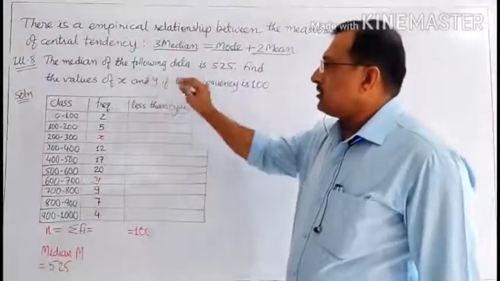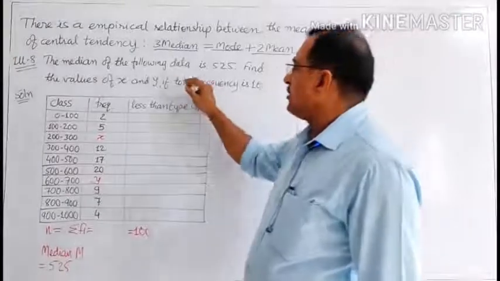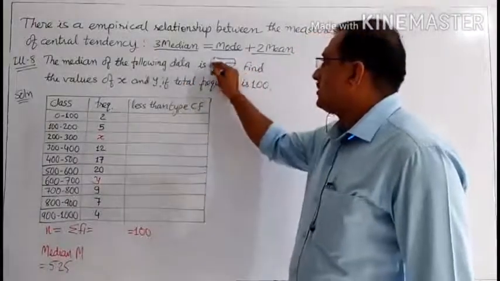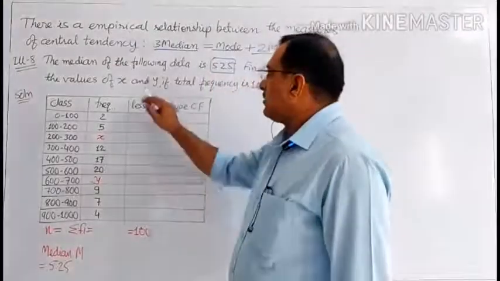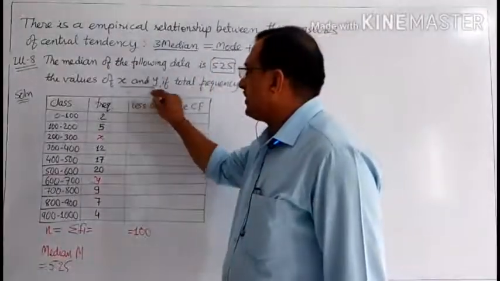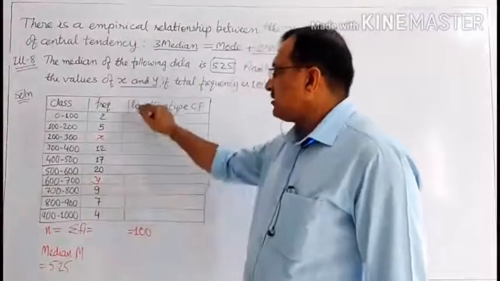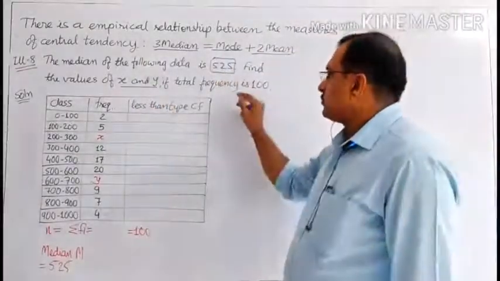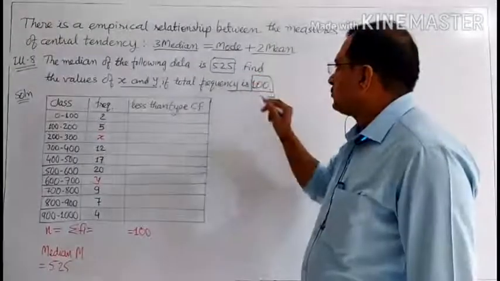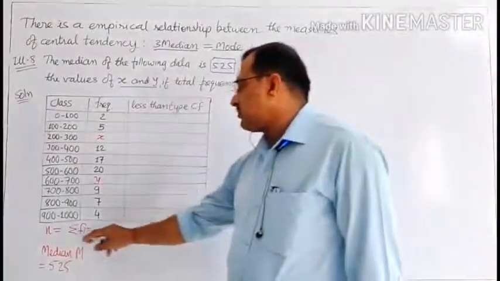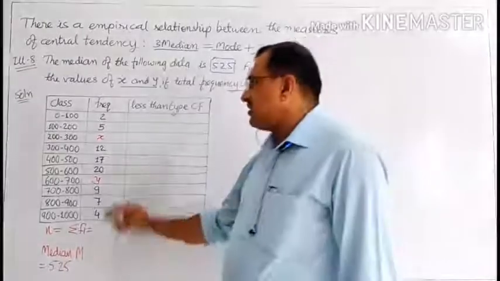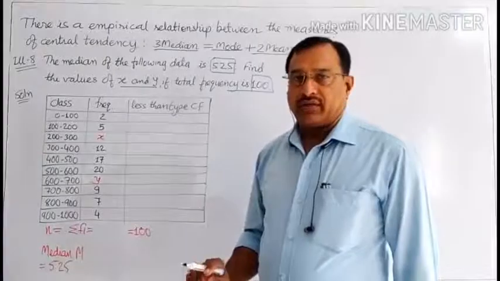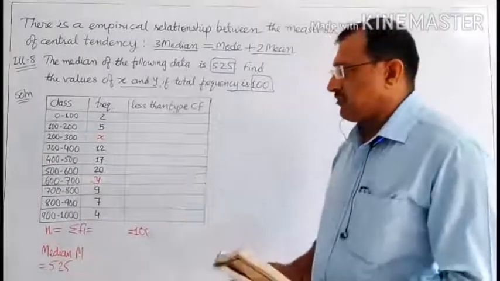Now, illustration 8, the median of the data. In this data, the median is given. We have to find the unknown frequencies X and Y. These frequencies are unknown, whereas the median is given, and the total sum of the frequency is also given, 100. From this, we have to find the values of X and Y, the missing frequencies.